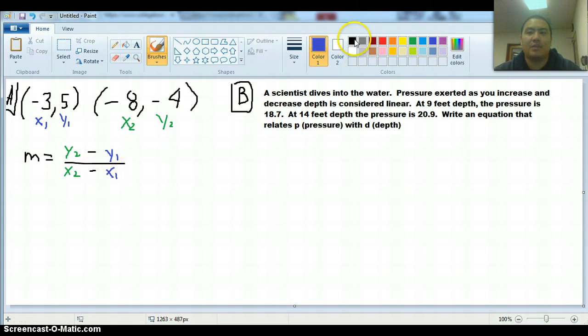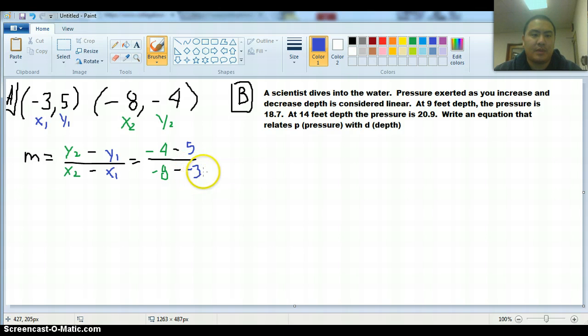So if I plug all this stuff in, I get the slope is equal to -8 minus -3. Oops. Does anybody notice what I did wrong? These are not the y's. So let's go back and fix these. What it should be is -4, and now switch the color. I have -4 minus 5. Then on the bottom you have x2, which is -8, and then you have minus x1, which is -3.